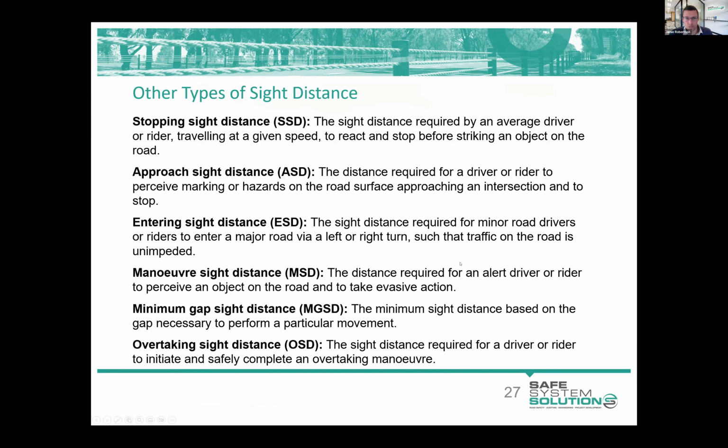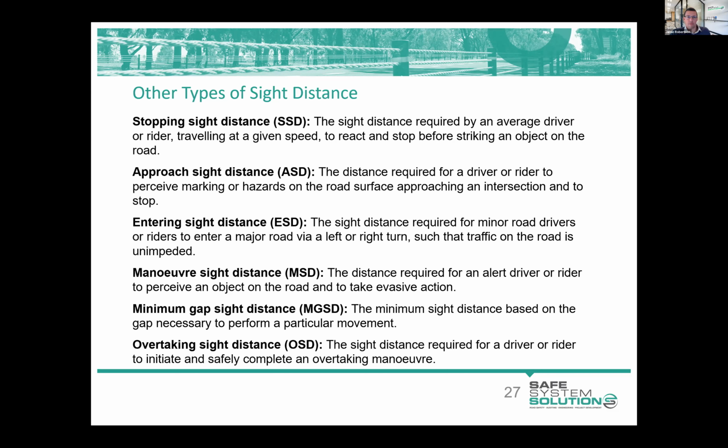As I mentioned before, there's a whole list of different sight distance requirements. The differences between some of them are subtle. Stopping sight distance and approach sight distance are two of the most common and basic. They're actually numerically equal to each other. The difference between the two is the height to which they are measured.